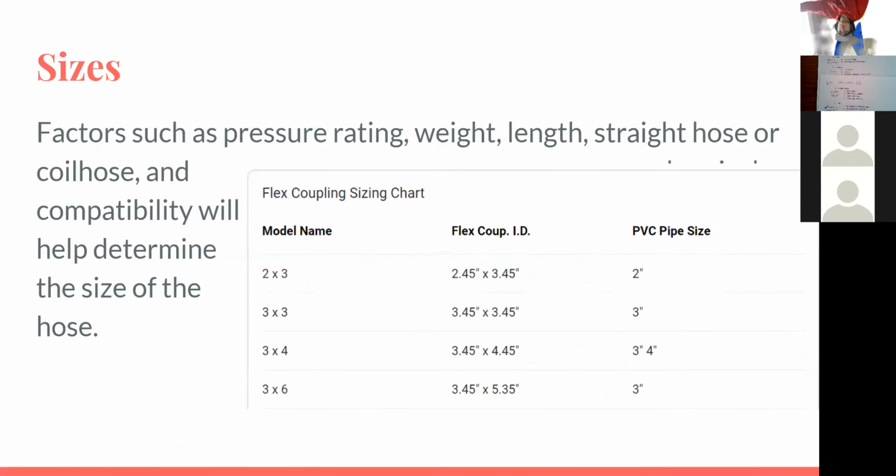This is a diagram of the sizes for pipes and for rubber tubing. Factors such as pressure rating, the weight, the length, the straight hose or coil hose, and compatibility will determine the size of the hose.